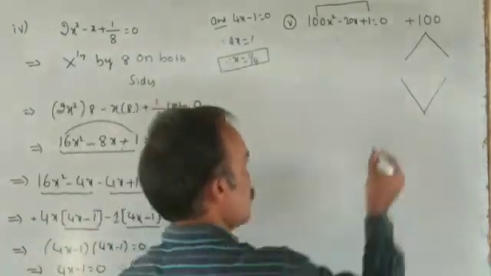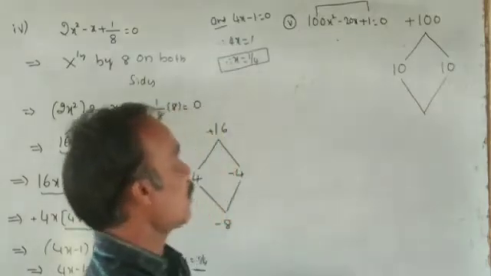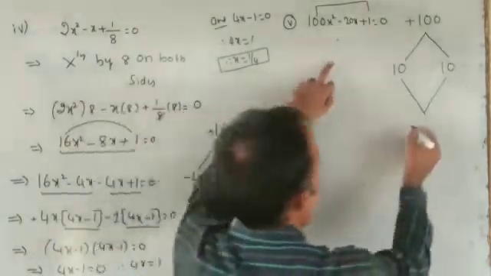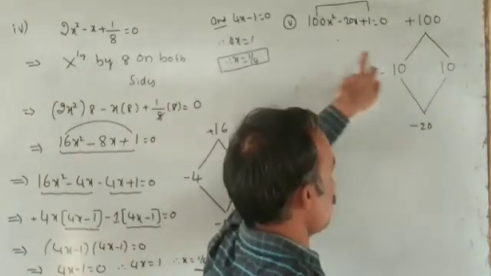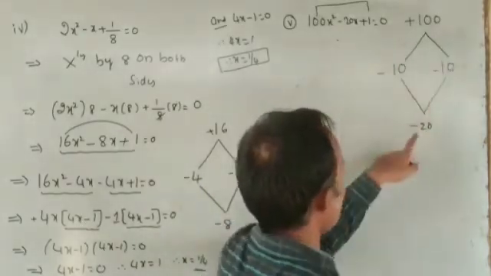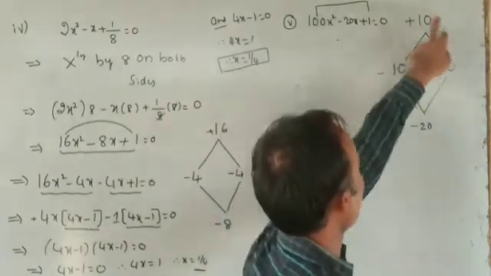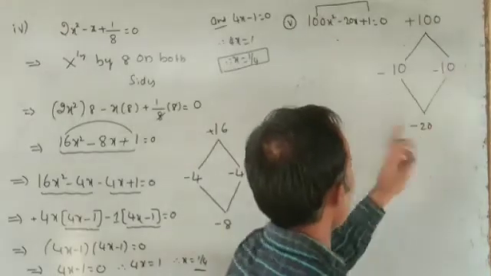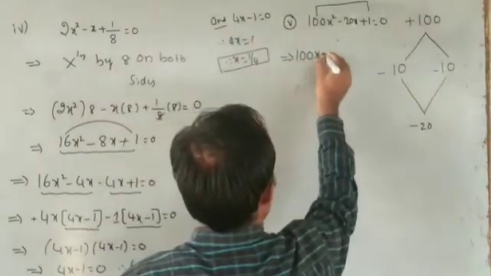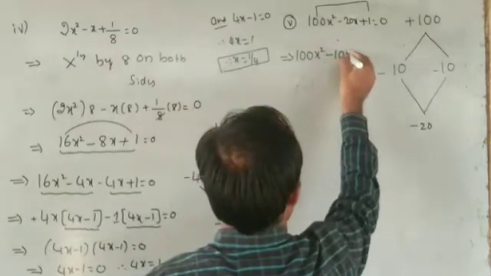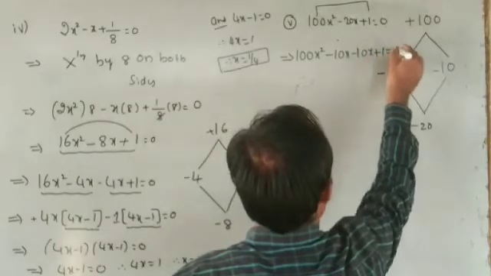Product plus 100, difference minus 20. So 10 into 10, 10 tens are 100. So this is minus 20 here, so minus. If it is plus, what will you get? 0. If it is minus, then we will get minus 20. So minus into minus is plus, 10 into 10 is 100, minus 10, minus 10, so minus 20. Now 100x square minus 20x can be written as minus 10x minus 10x plus 1 is equal to 0.